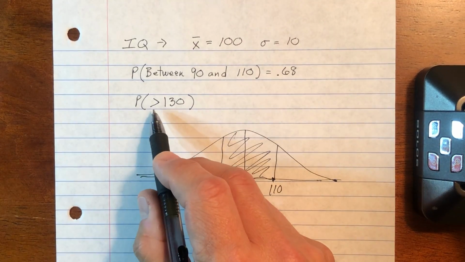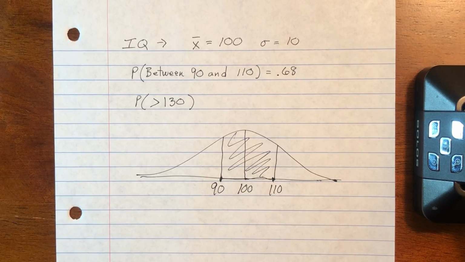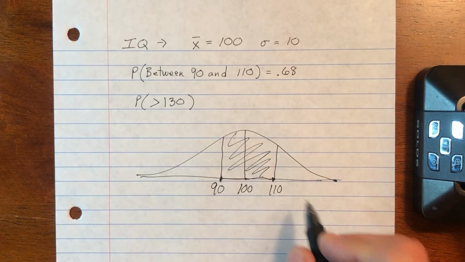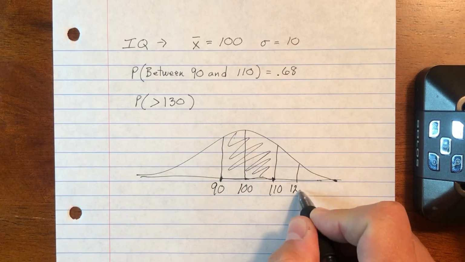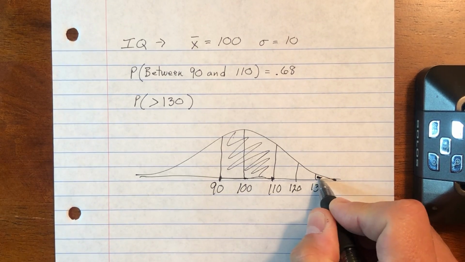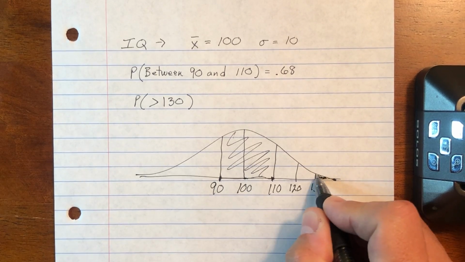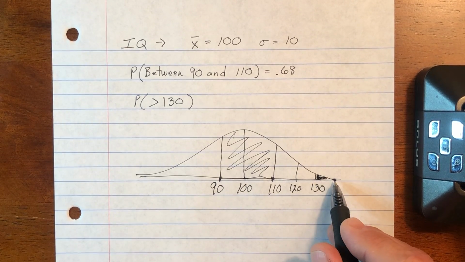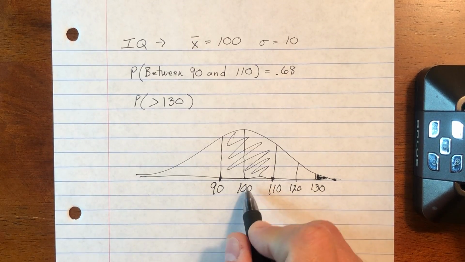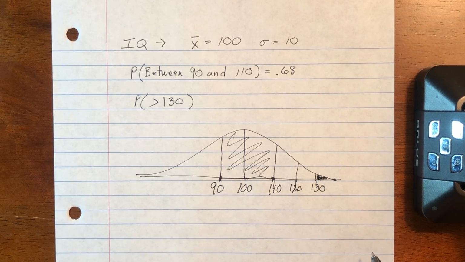What's the probability that you choose someone at random and their IQ is greater than 130? Well, if the standard deviation is 10, then 130, there's 120, and there's 130. Okay, these very, very few people way over here are the only people that are that smart that have an IQ of over 130. So, let's see, how many standard deviations is that from the mean? 1, 2, 3. That's 3 standard deviations from the mean.